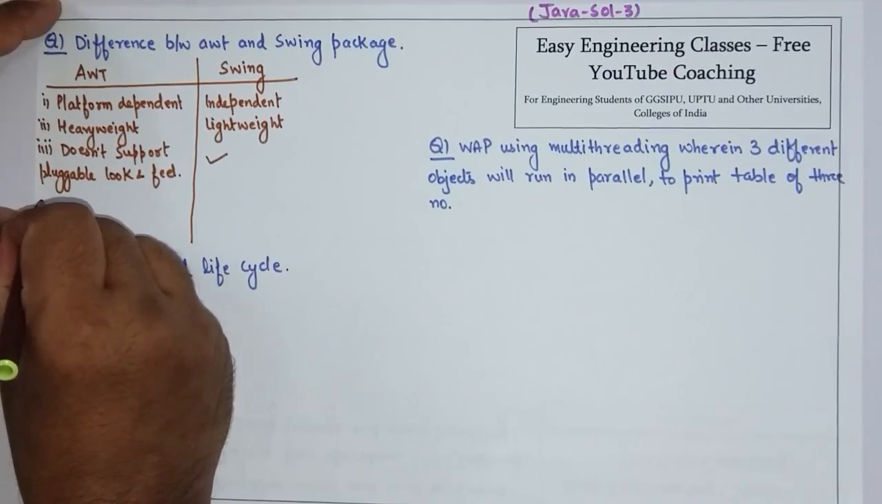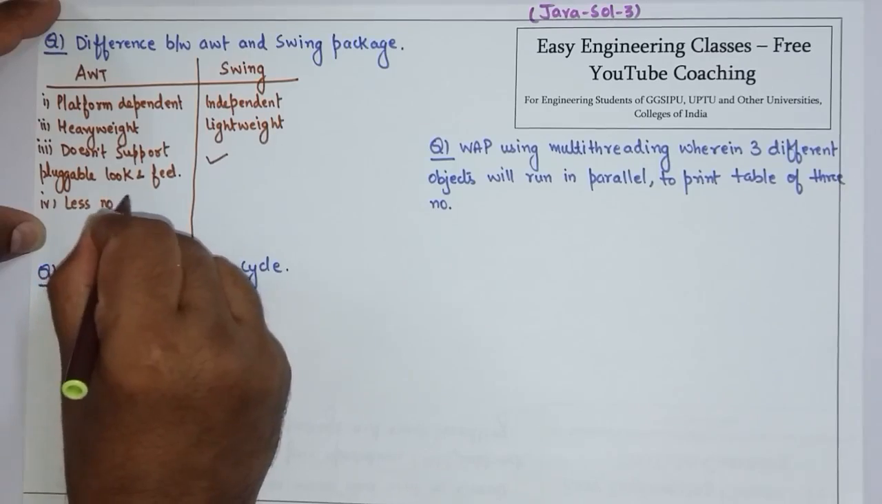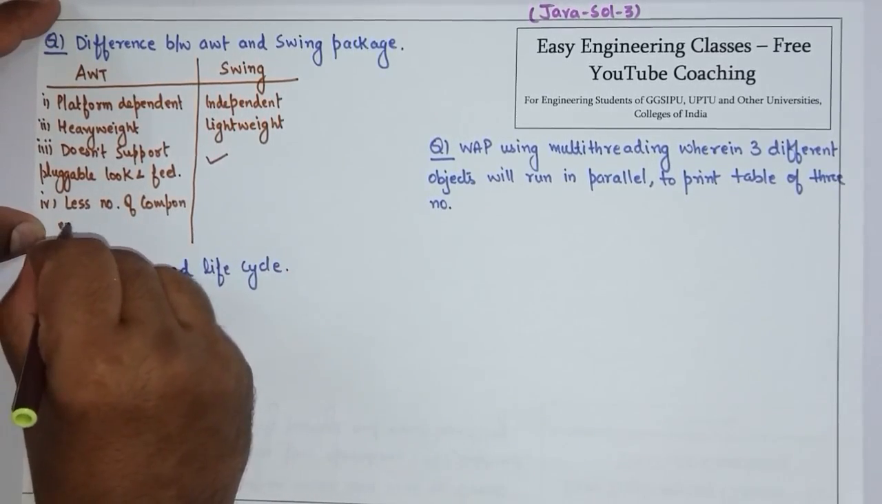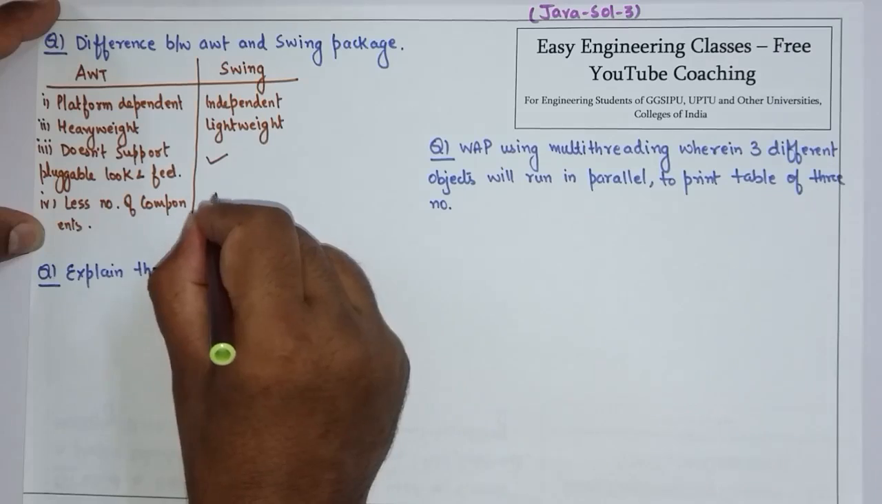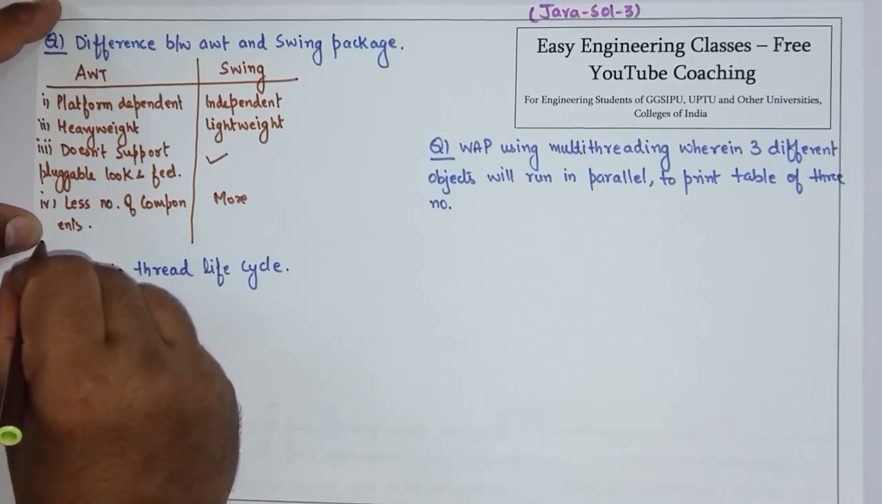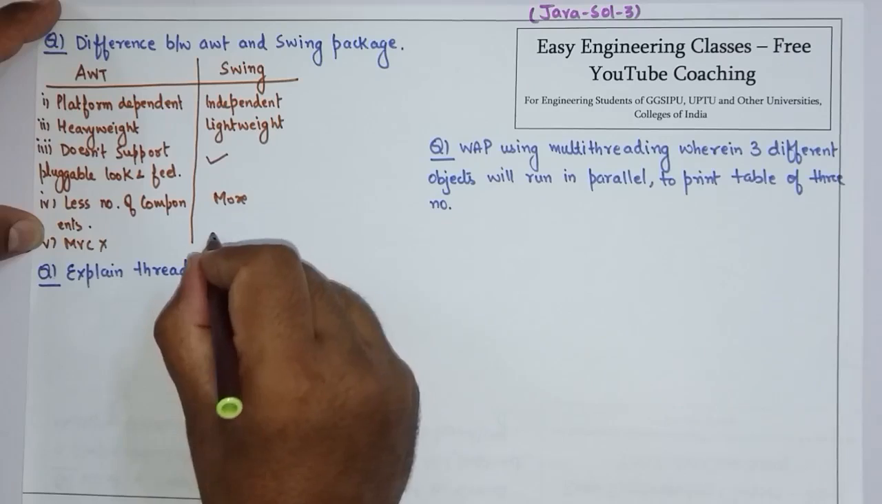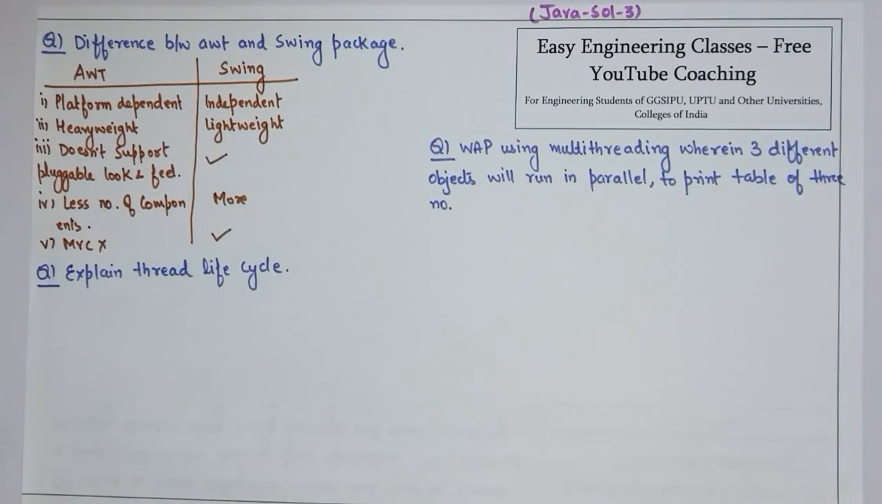Then there is a smaller number of components. AWT, for example, doesn't have any component for radio buttons, whereas swing contains more components. And AWT doesn't follow MVC architecture, whereas swing follows MVC architecture. So this is the basic difference between AWT and swing.